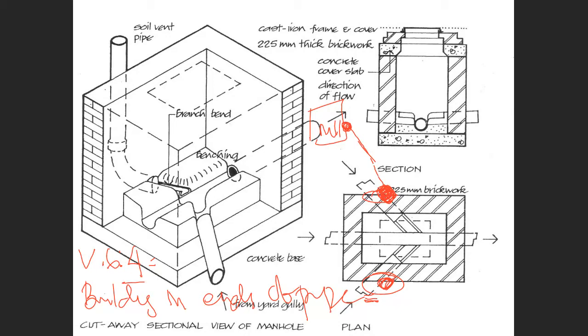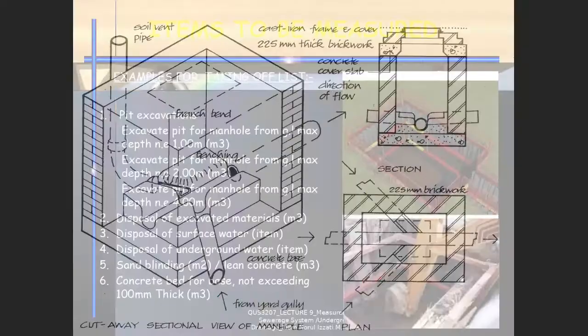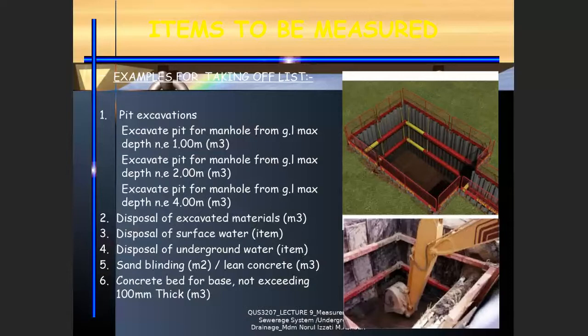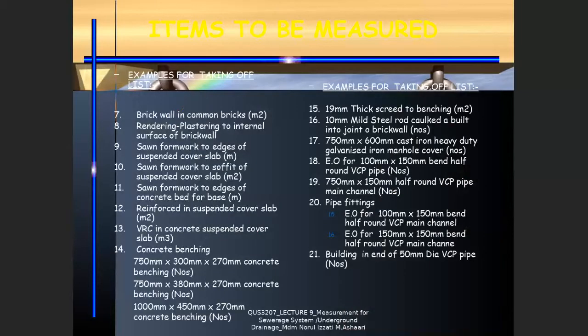So from that, you have to prepare a taking off list. That's why if you look at my example here, this one is made according to normal design for the manhole. We have pit excavation, disposal of surface water, blinding, concrete, all depending on the detail. Okay, you can double check if all this information is available in your drawing, you have to measure. Remember, concrete benching, measure in number. Screed in benching, you have to refer to section S. Steel, this one is referring to the step iron V.6.5. And then here, number 11, this one is also referring to cover, also V.6.5.